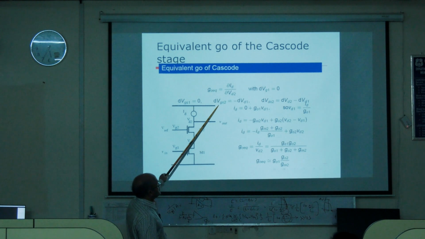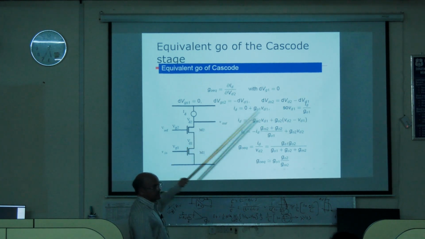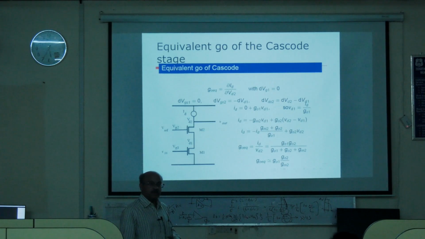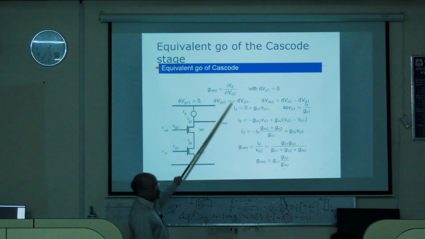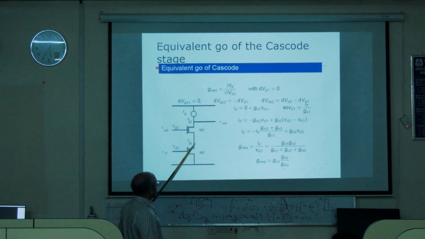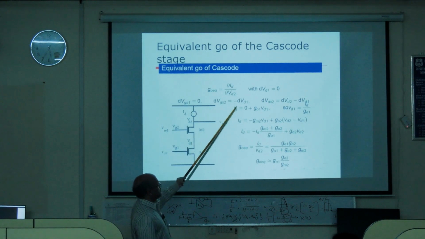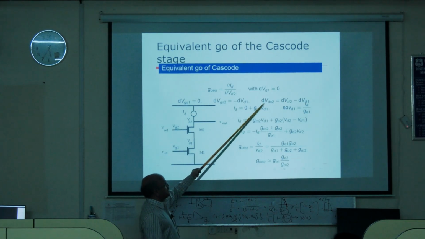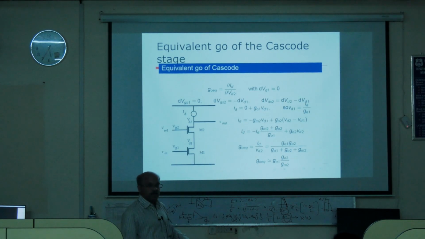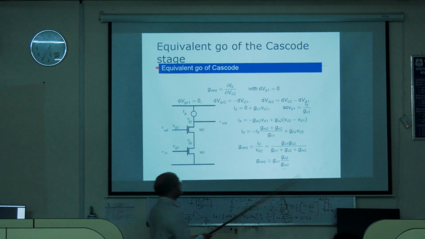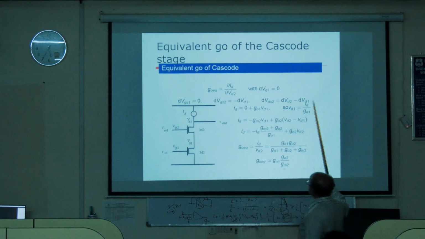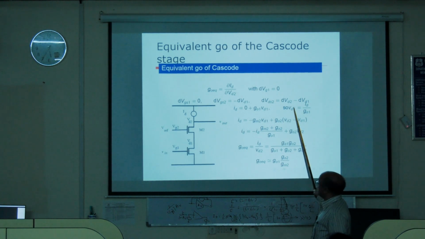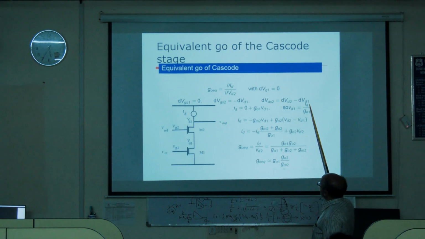So what is dVGS2? dVGS2 is dVG2 minus dVS2. dVG2 is 0, it is all the time 0, so it is minus dVS2. But what is VS2? VS2 is the same as VD1, right? So it is minus dVD1. And what is dVDS2? dVDS2 is equal to dVD2 minus dVS2, and VS2 is VD1, so dVD2 minus dVD1. Okay.